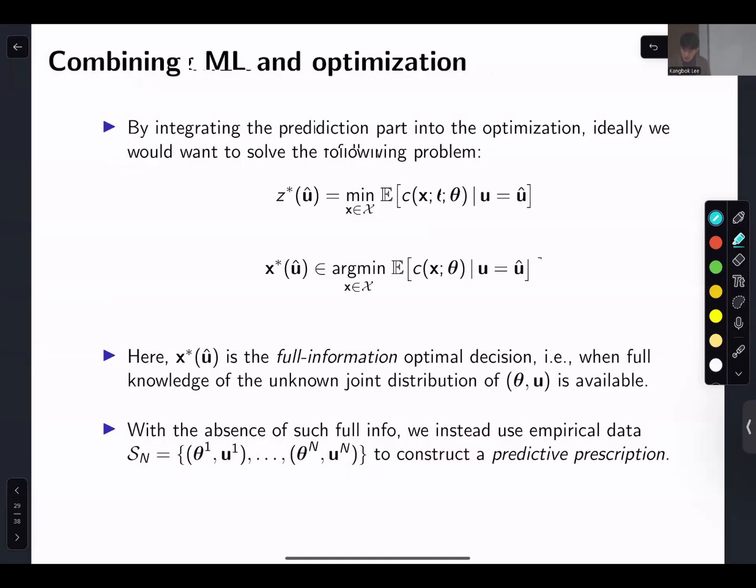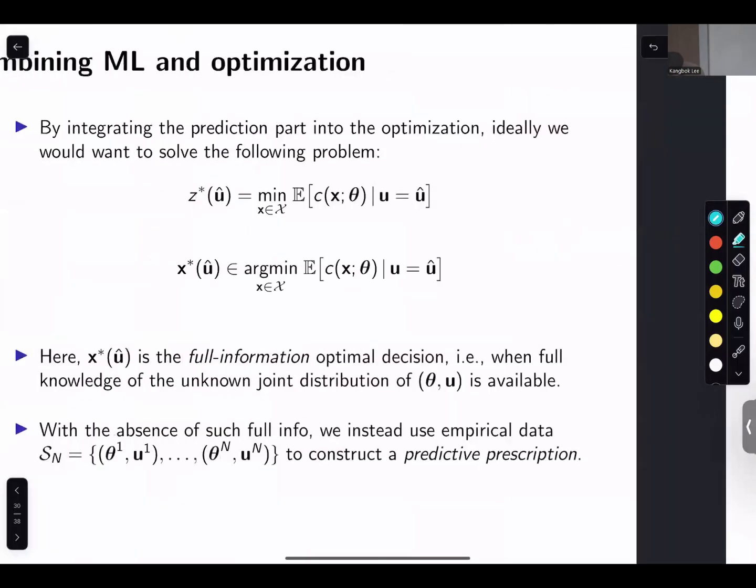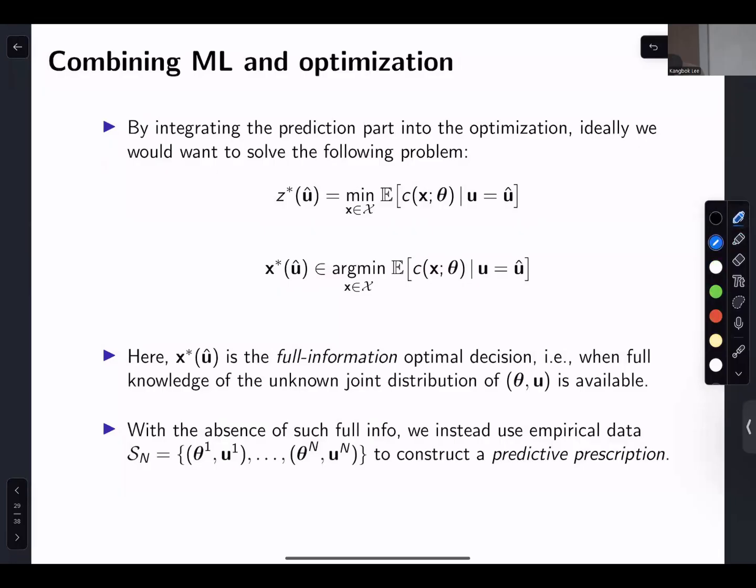Now, if you further generalize this, I might have opened an older version of this. There's supposed to be F, not C. But anyway, basically we're looking at the same problem, but instead of an LP, we're looking at a more general expression where my objective function is f of x again. My theta is still an uncertain parameter.